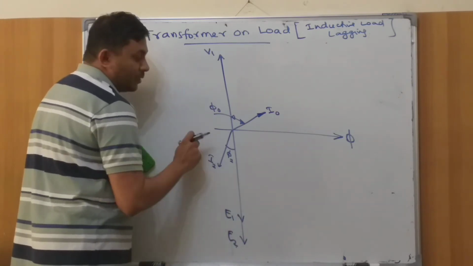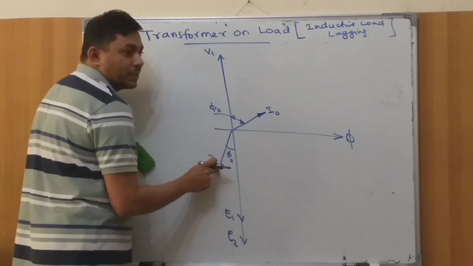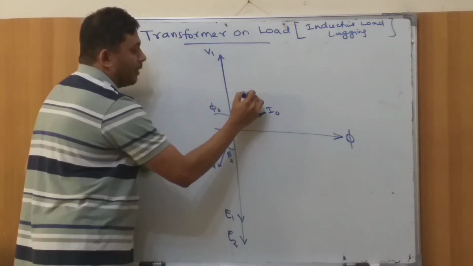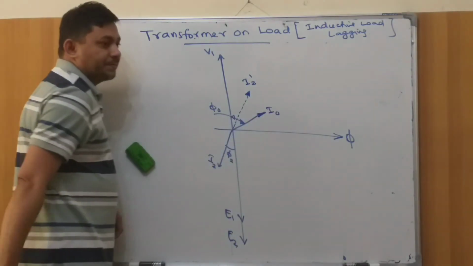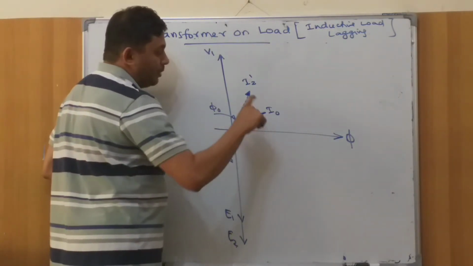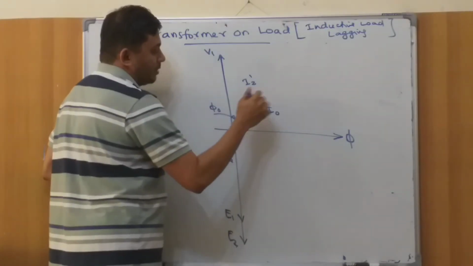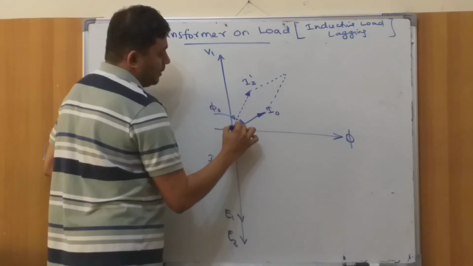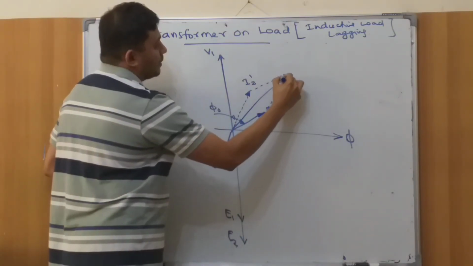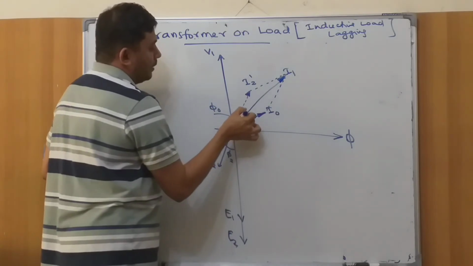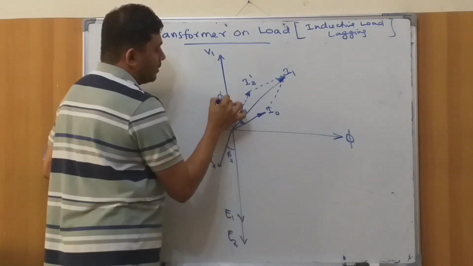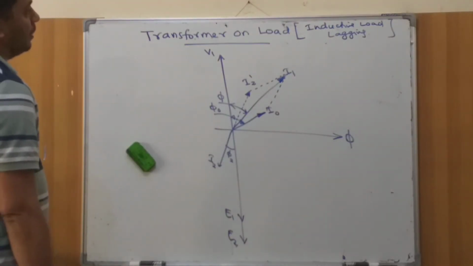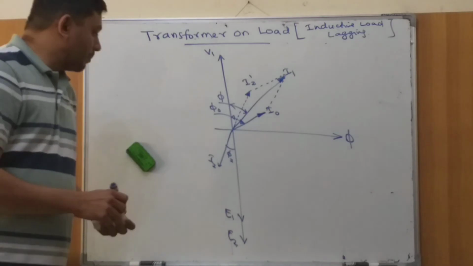Now what we have to do? The same I2 we have to reflect to the primary. So you have to extend this line in the opposite direction. Then I will get something here called I2 dash. Now what should I do? Like what you have done before, you have to add this one here and add this one here, right? I'm going to go like this and go like this. I'll get the result like this. So this is supposed to be I1, and this is the new angle, which is phi. So this is what happens in the case of an inductive load.